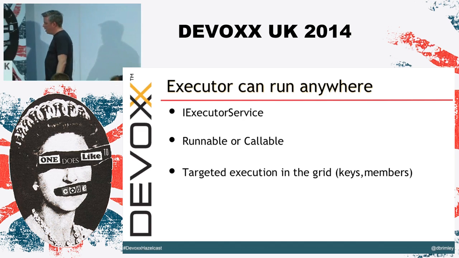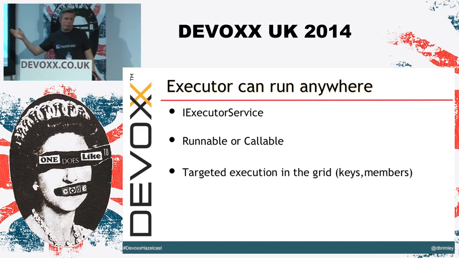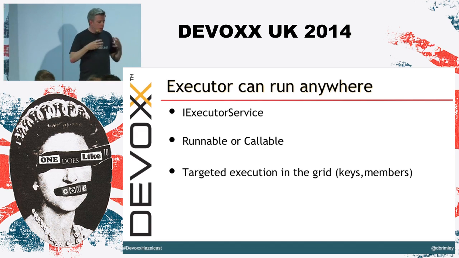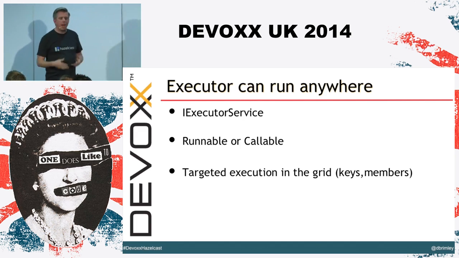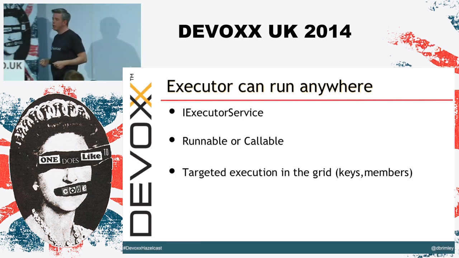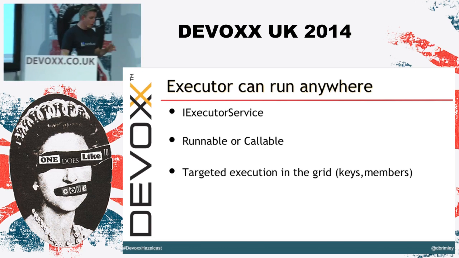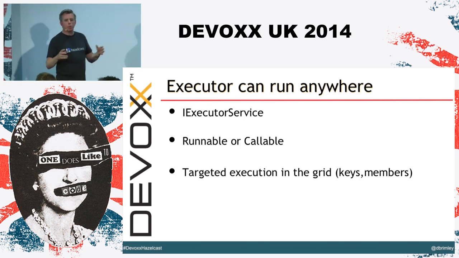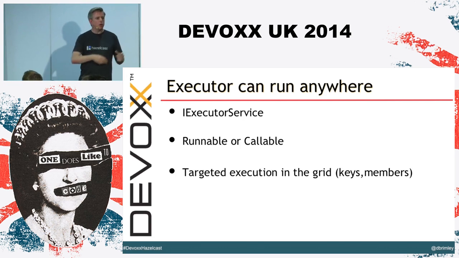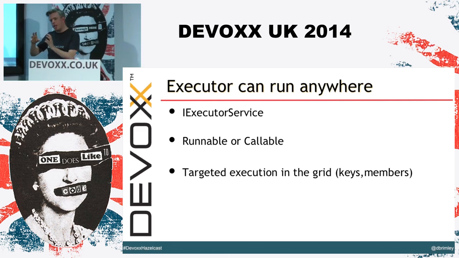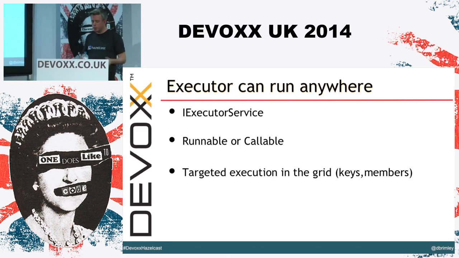Okay? If you just want to do raw distributed compute and you want to pass your data alongside your runnable or your callable, so you're not dependent on any data inside the grid, then you can just decide you want to run it on a number of members. Okay? So you're not key dependent. You can say, I want to run this execute on this block of members inside my cluster. So you could have a dedicated compute farm inside your cluster if you wanted to.